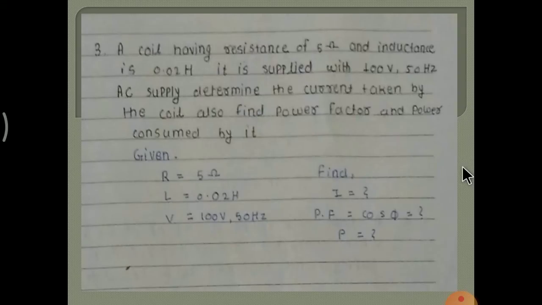Third problem, a coil means inductor. A coil having resistance of 5 ohm and inductance of 0.02 Henry is supplied with 100 volt, 50 hertz AC supply. Determine the current taken by the coil. Also find power factor and power consumed by it.